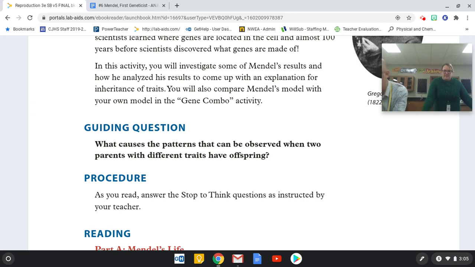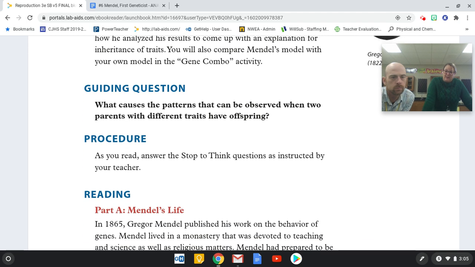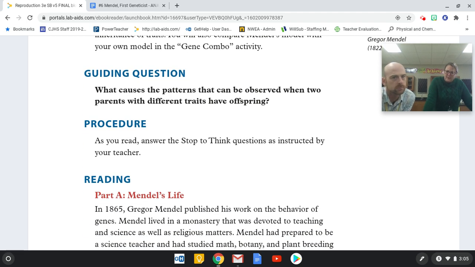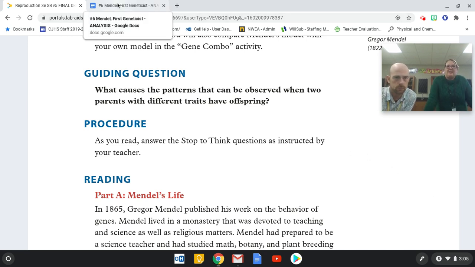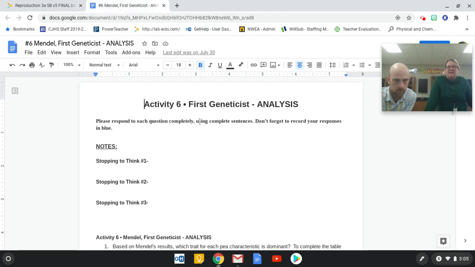So ultimately, at the end of this activity, we'd like you to be able to answer the following guiding question. What causes the patterns that can be observed when two parents with different traits have offspring? In this activity, you are going to be reading about Mendel. You're going to be learning about the results of his experiments. And as you do so, you are going to be answering Stopping to Think questions. These Stopping to Think questions can be found at the top of your Activity 6 analysis document. Those can be found in your DNA Diner.